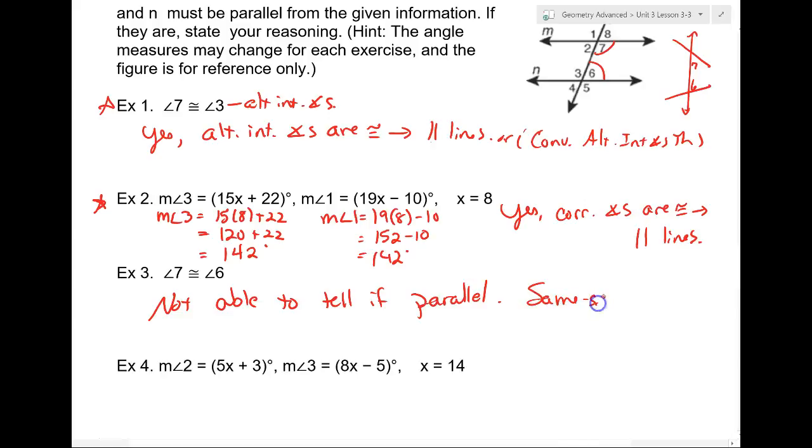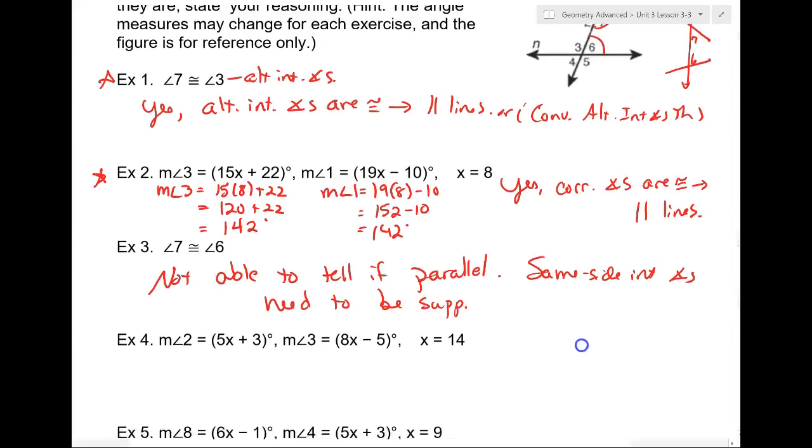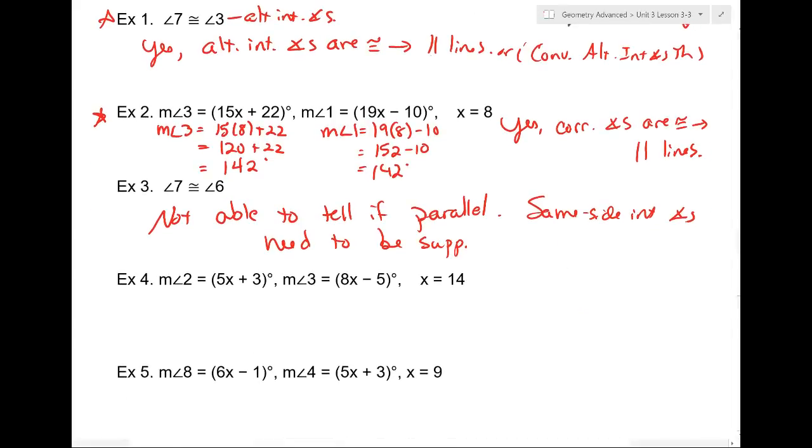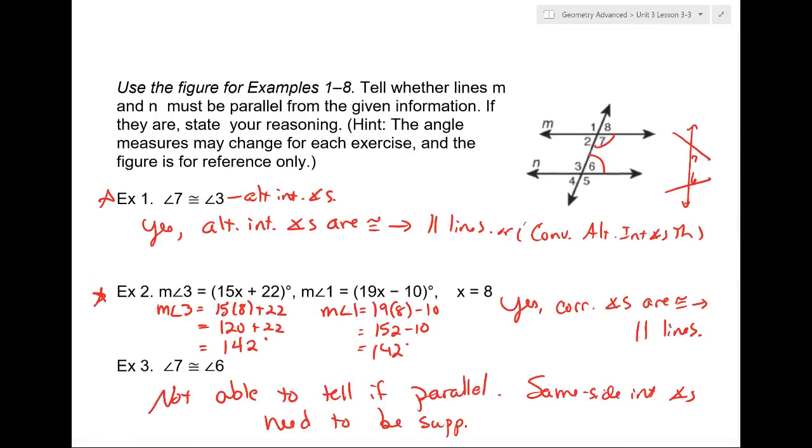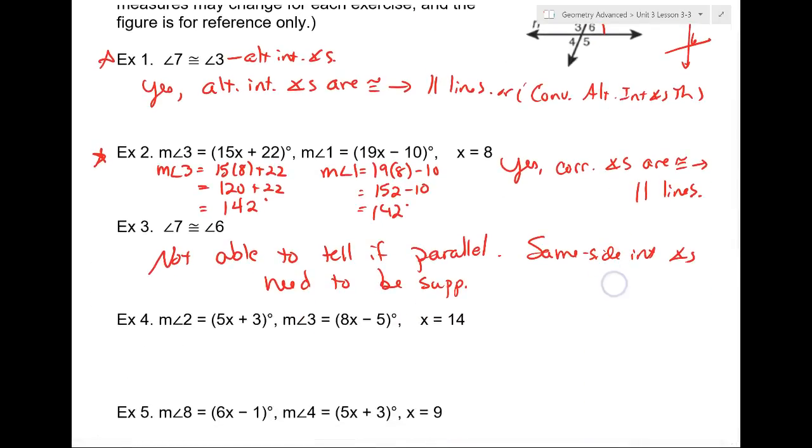Same side interior angles need to be what? Supplementary. Now, what if they're both 90 degrees? Would that work? But remember, as long as I can show one bad counterexample, can I throw it out? So long as I can show it, we're good. All right, yes, sir. Do you need to state that the same side interior angles? Not really on there. That's just for you to know. I was just making sure we know why. But make sure you always be able to explain yourself.